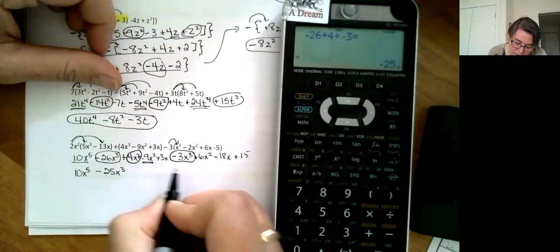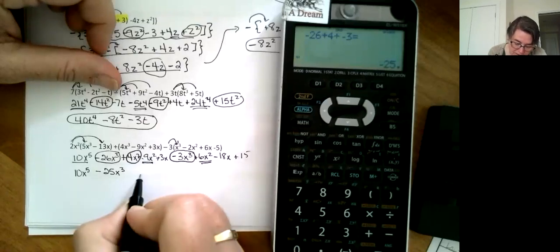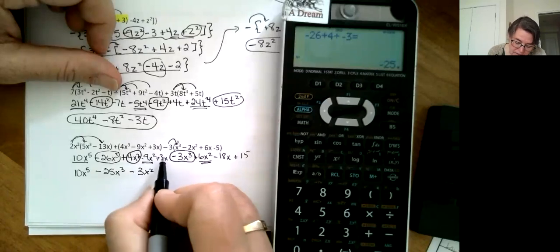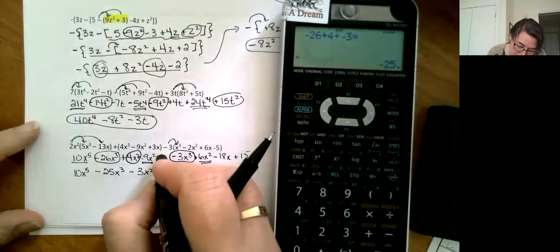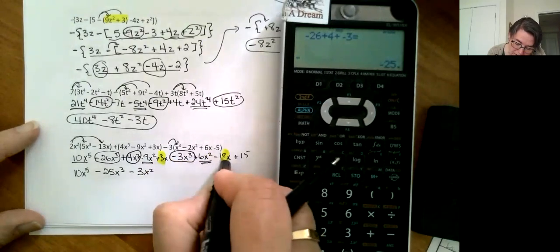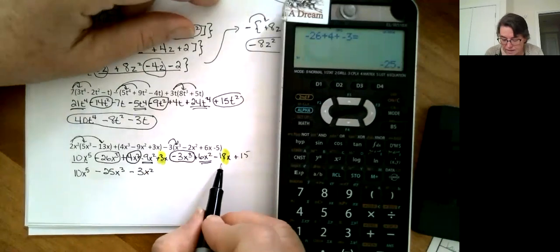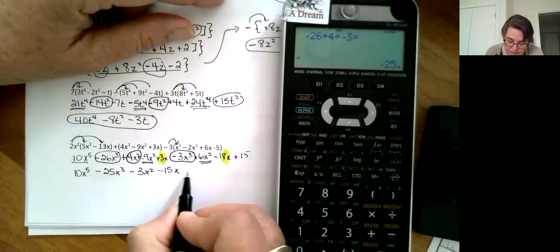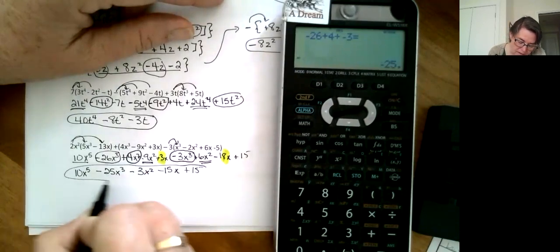Now, I've got a squared, and I've got a squared. So minus 9 and plus 6 is minus 3x squared. And then we've got, I'm running out of colors to write with. Minus 3 and negative 18 should be minus 15x. And 15 just comes along.